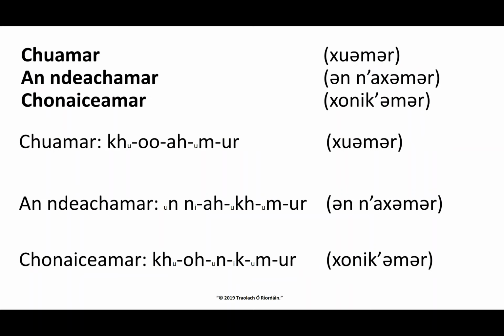Let's keep going. Our next 3 examples, number 1, C-H-U-I-M-A-R. Underneath, A-N-N-D-I-C-H-I-M-A-R. And finally, C-H-O-N-A-I-C-E-I-M-A-R. Over to the right, they're in the phonetic alphabet. Now look at our first example, C-H-U-I-M-A-R. So out we go straight away for the U and I, the vowels, which combined are the diphthong uwa.